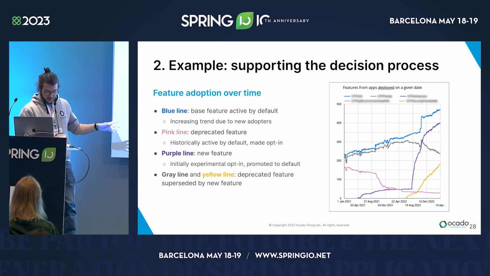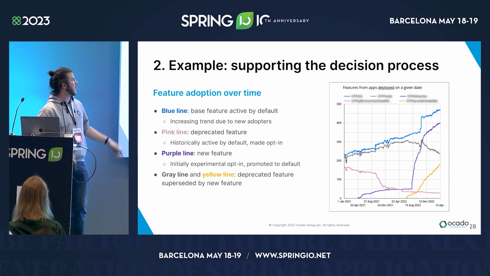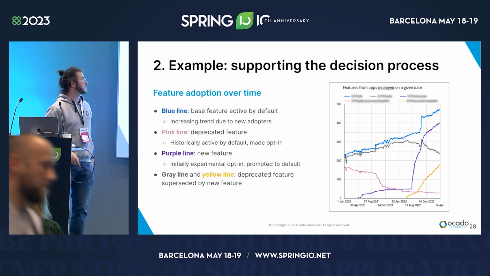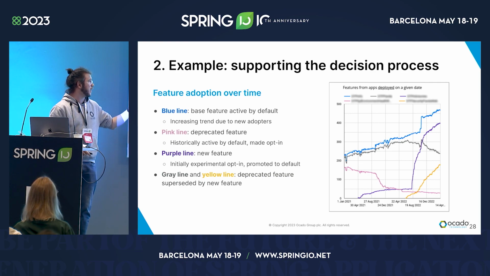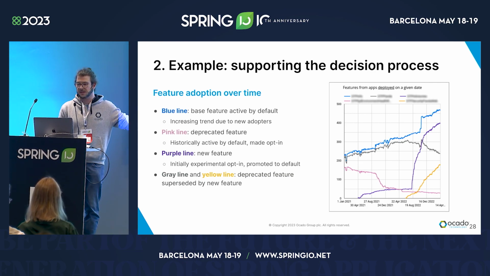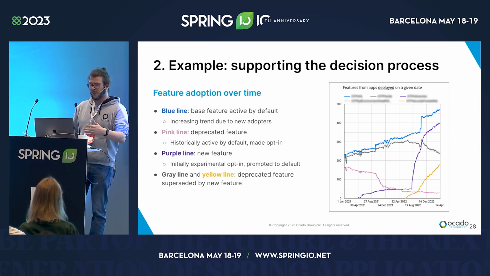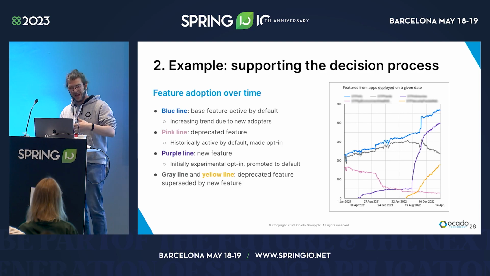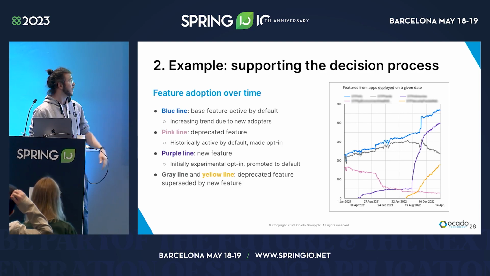In this particular graph, you can see, for example, that there is a very core feature, the one represented by the blue line, whose adoption is constantly increasing. In contrast, another one, represented by the pink line, has been deprecated, and we can see that the community is moving away from this feature. So our communication probably had an impact, and we can measure it.